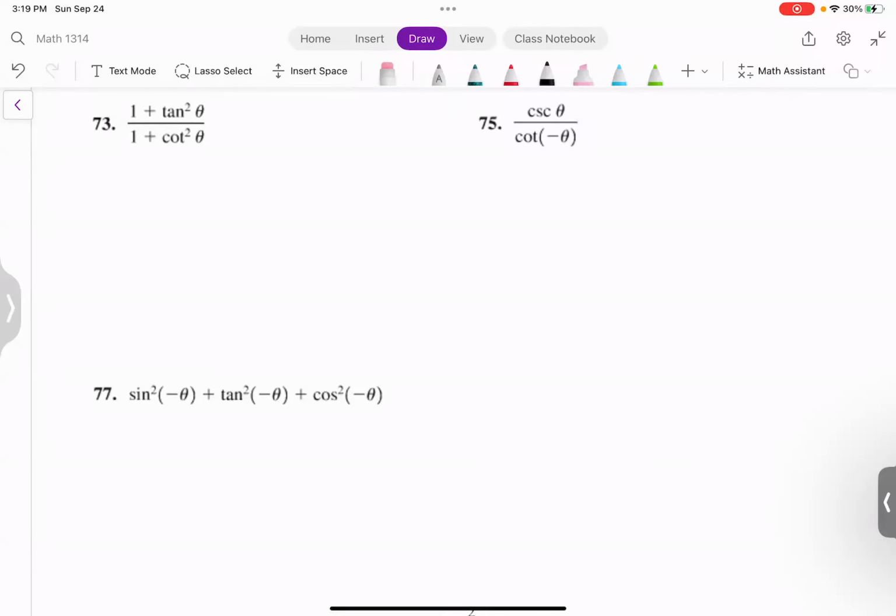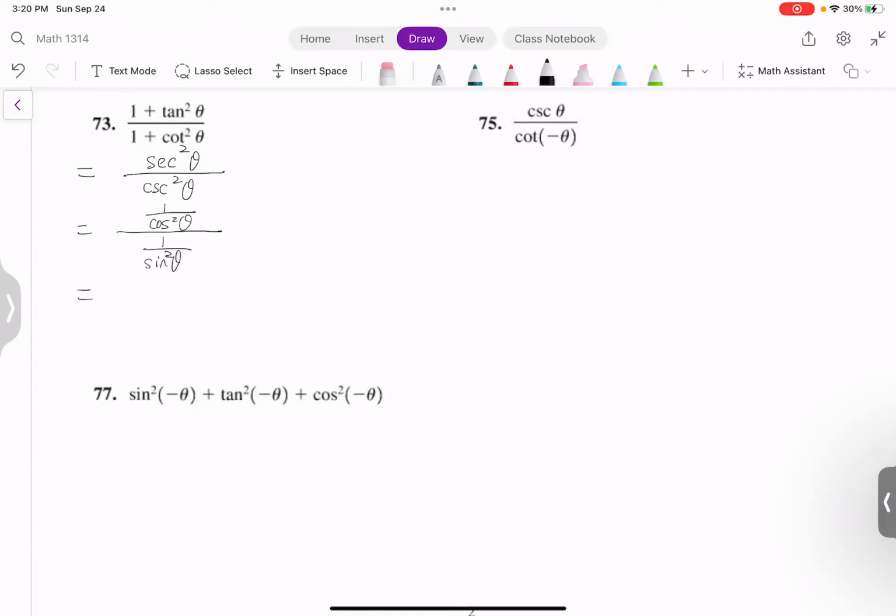Next example, if I have a fraction on the top, 1 plus tangent theta squared. So when I see 1 plus tangent theta squared, that is the Pythagorean identity. That is secant theta squared. And the bottom, 1 plus cotangent theta squared. What is that? That is the cosecant theta squared. Okay, what is the secant in the sine cosine form? That is 1 over cosine theta squared. And the bottom is 1 over sine theta squared.